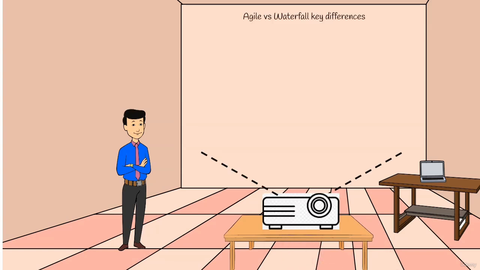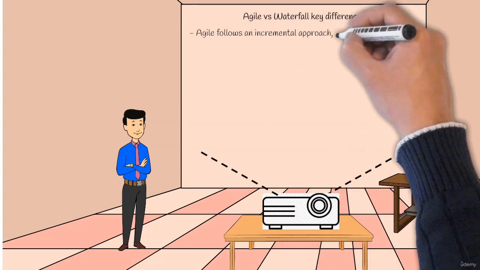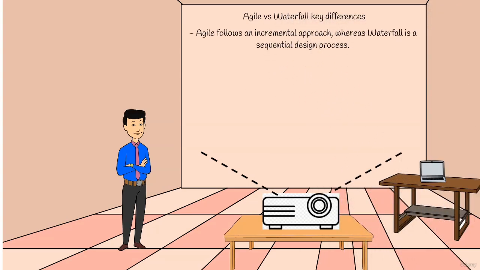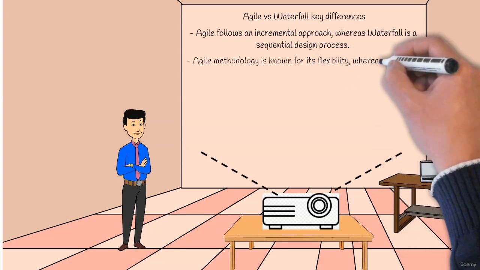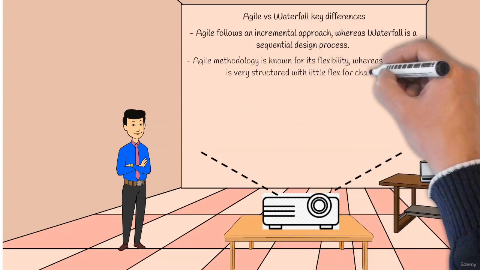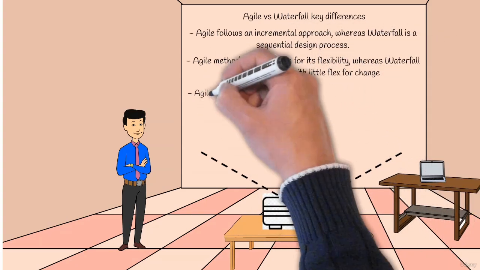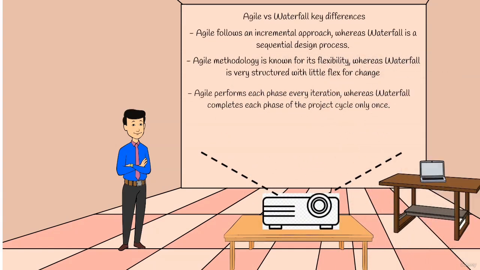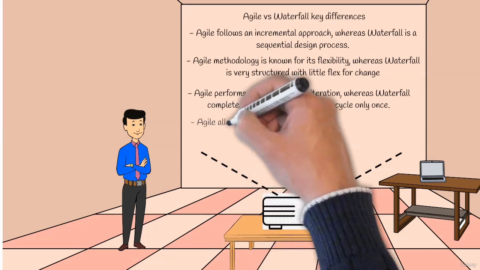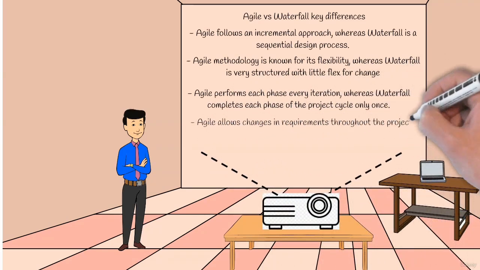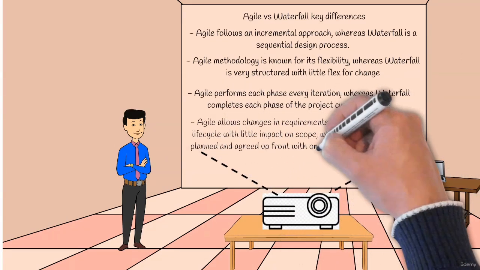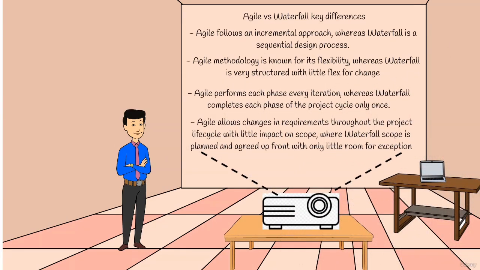Agile versus Waterfall key differences. Agile follows an incremental approach, whereas Waterfall is a sequential design process. Agile methodology is known for its flexibility, whereas Waterfall is very structured with little flex for change. Agile performs each phase every iteration, whereas Waterfall completes each phase of the project cycle only once. Agile allows changes in requirements throughout the project lifecycle with little impact on the scope, whereas Waterfall's scope is planned and agreed up front with only little room for exception.